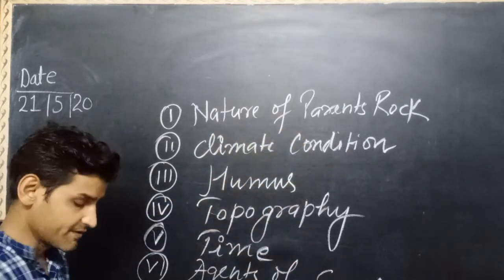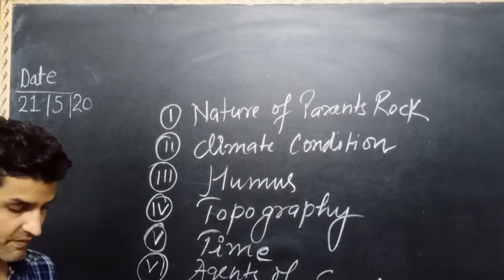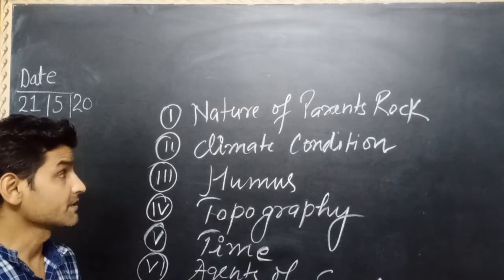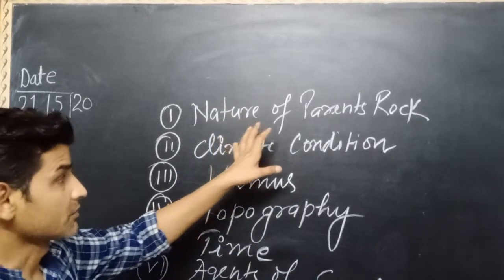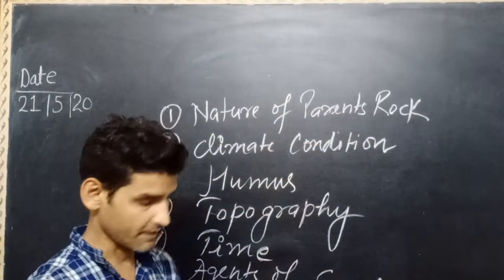Nature of parent rock means the original rock from which the soil is formed is called the parent rock. Means the original rock which forms the soil is called the nature of parent rock.